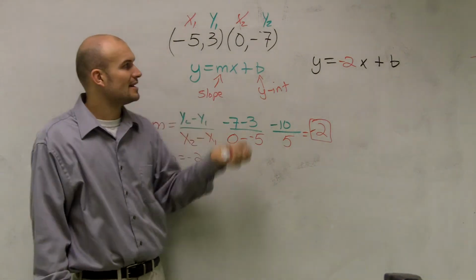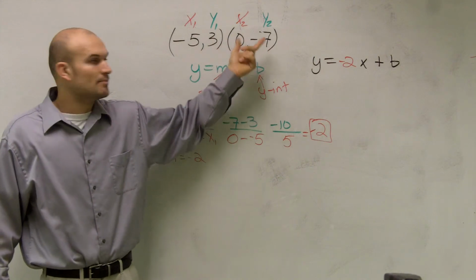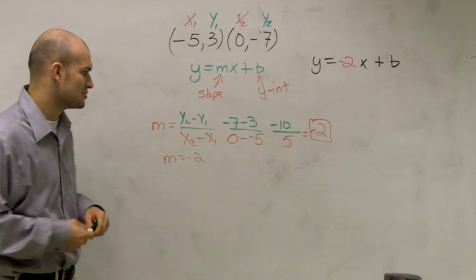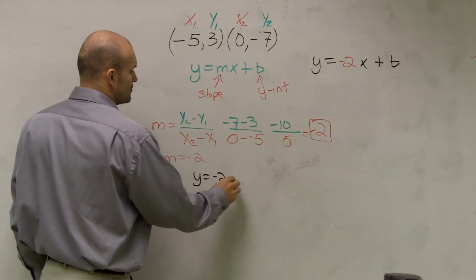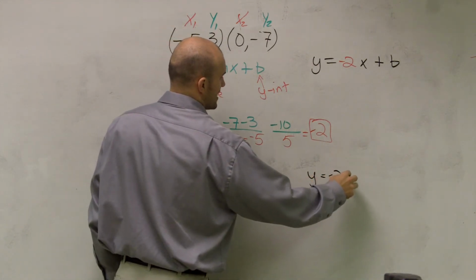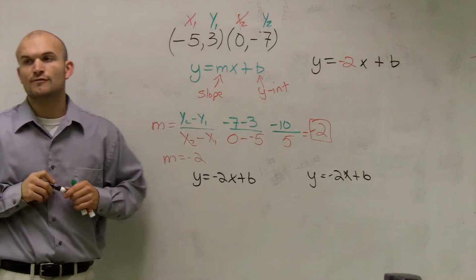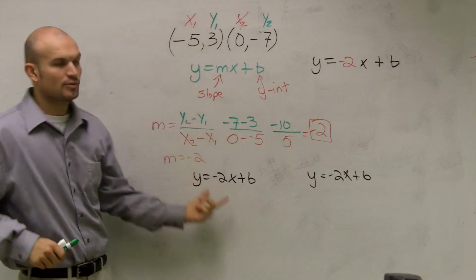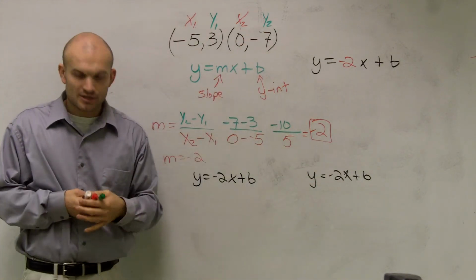So which point should we plug in, or does it really matter? Since both these points lie on our line, they're both going to make our equation true, meaning it doesn't matter which point we choose. So let me prove my point. If I do y equals negative 2x plus b, and y equals negative 2x plus b. You don't have to do it twice. I'd like you to pick 1 point to plug into your equation. I'm going to do it for both to show you, but you don't need to do that.